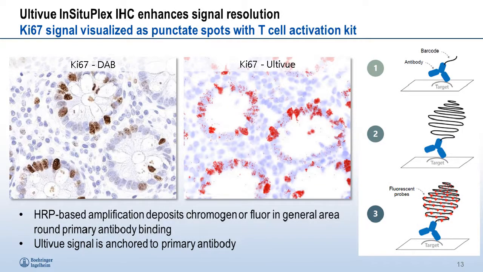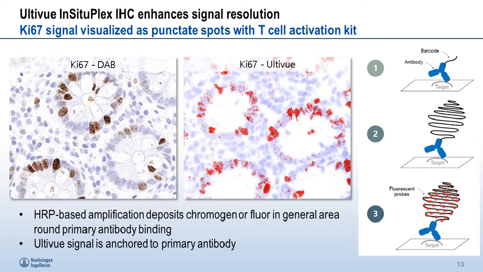So one of the first things that I noticed when we started using the Ultivue platform, and this is using the T-cell activation kit as an example, was the nature of the immunoreactivity. Traditionally, when you're doing Ki-67 with a DAB reaction or with a tyramide-fluor reaction, you expect to see a diffusely nuclear signal, just like you do on this tissue here. This is, again, a piece of Crohn's disease patient tissue in the gut. And so you can see this nice brown diffuse nuclear staining.